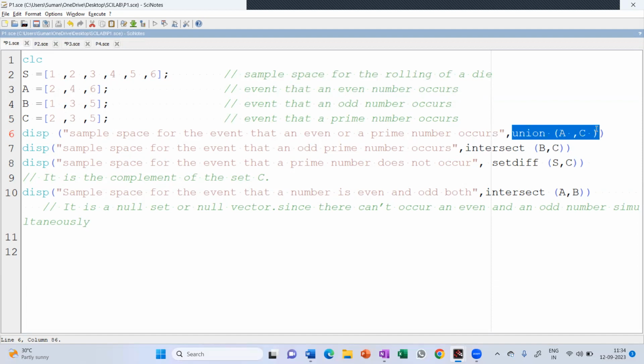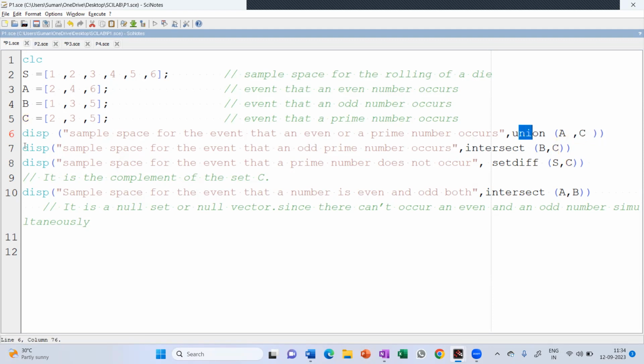So union is already an inbuilt keyword in SCILAB. So when you give command union, it understands what it has to do. So it will take union of whom? A and C. A stands for even number and C stands for prime number. So since there was an OR, that is why we have used union.